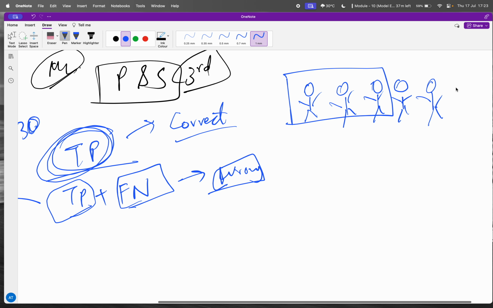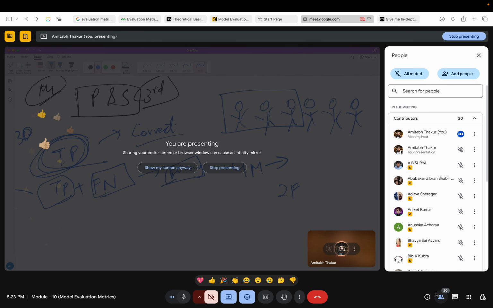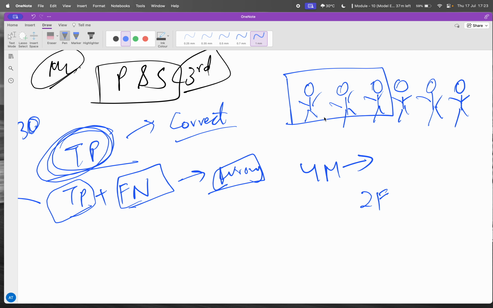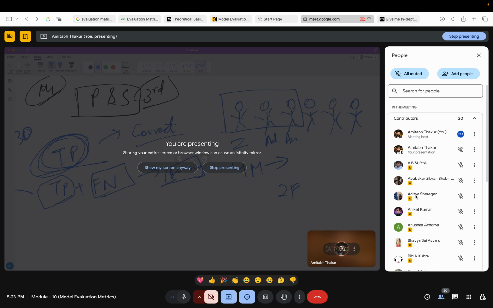In another way, like my style of teaching. Let's say there are 4 male and 2 female. We'll name everybody now by looking at the list. Okay. How many of you are present? Let's say Zibran, Aditya, Aniket. Zibran, Aditya, Aniket. Right? 4 male, no? One more male I want.